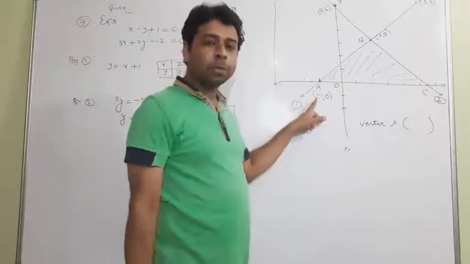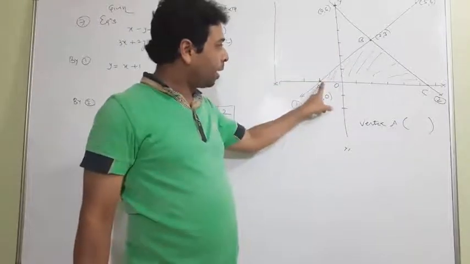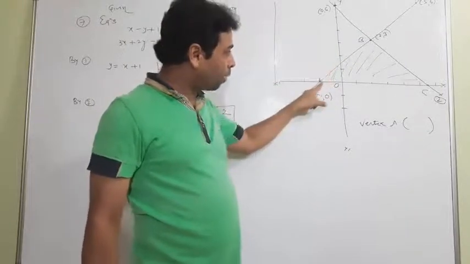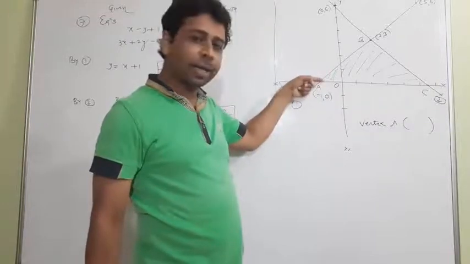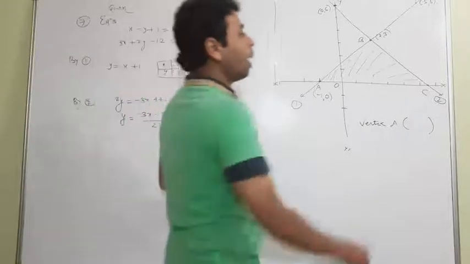How do we get minus 1? See it again. This is line 1. A is lying on line 1. For A, y is equal to 0 because it is on the x-axis. Put y equal to 0 in line 1, so x equals minus 1. That is the answer.